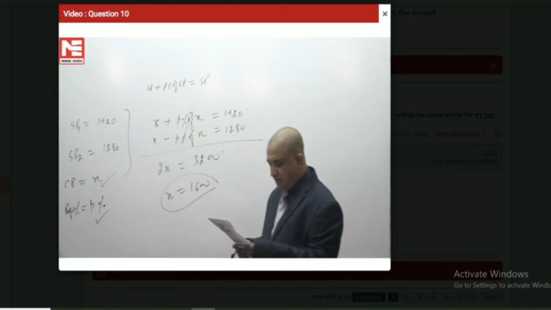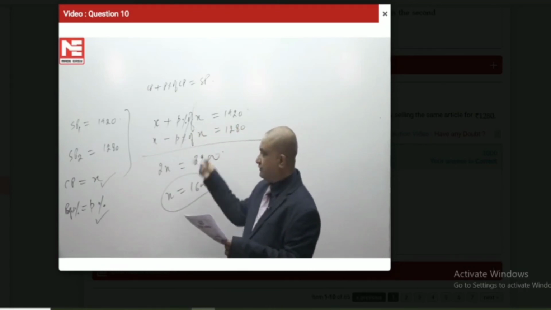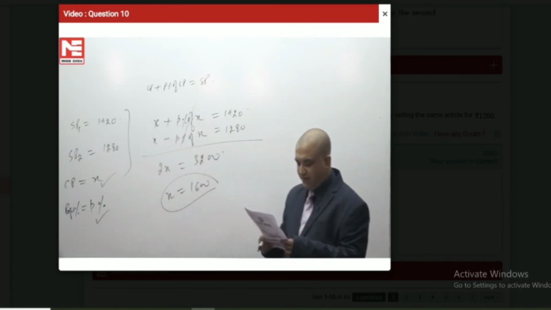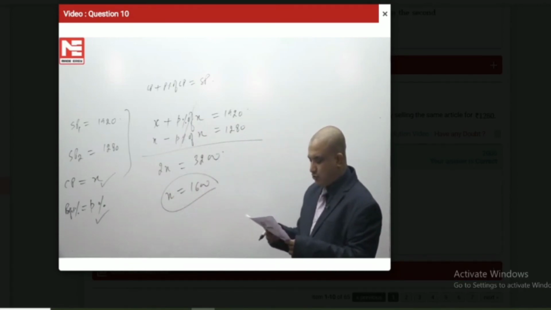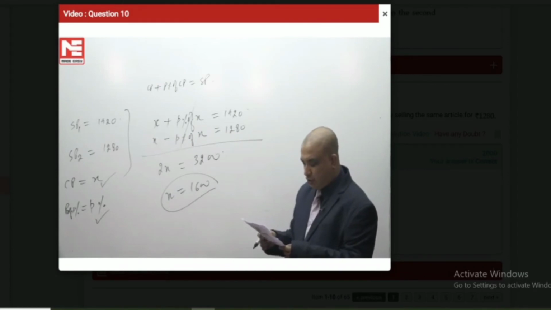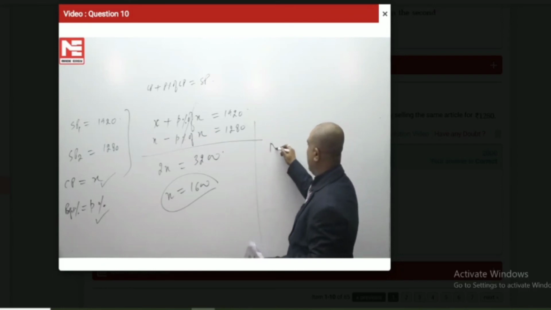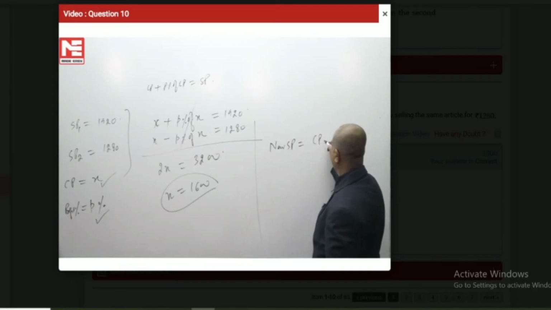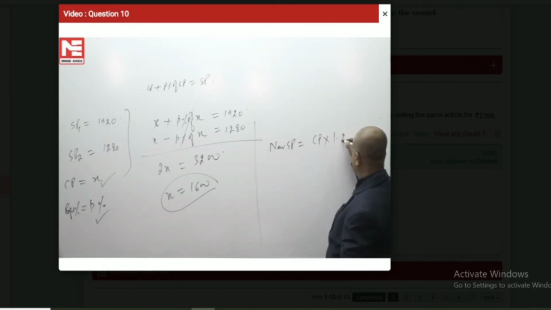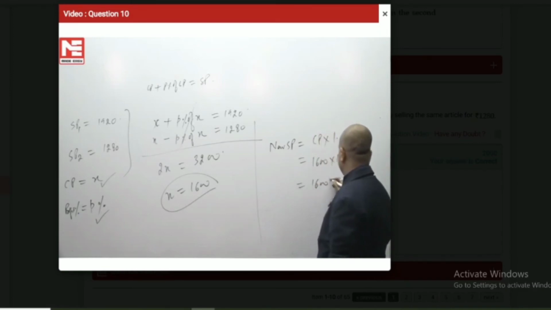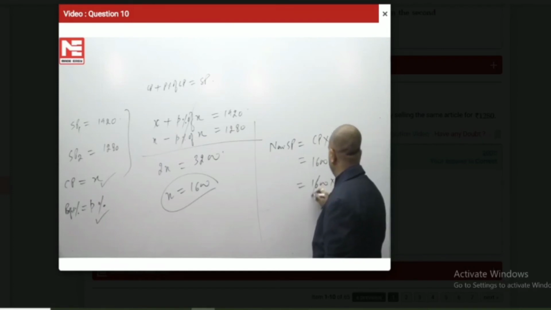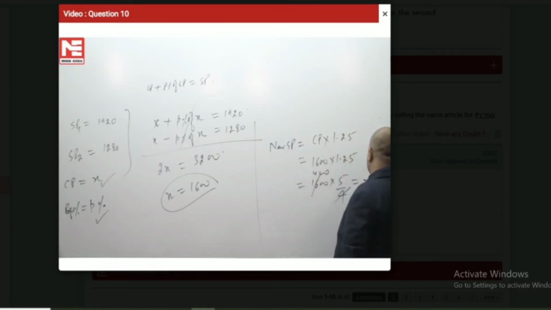What the question is asking, at what price, this is the value of CP, but the question is asking something different. At what price in rupees should the article be sold in order to make a profit of 25%? This is CP. Now new SP on 1600, we want to make a profit of 25%. Our original CP is 1600 into 1.25, this is 1600 into 5 by 4, that is equal to 2000.